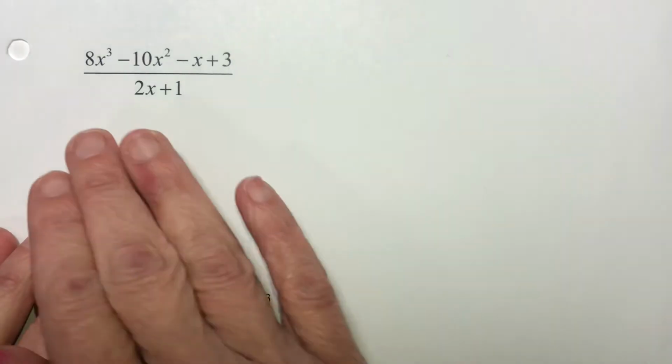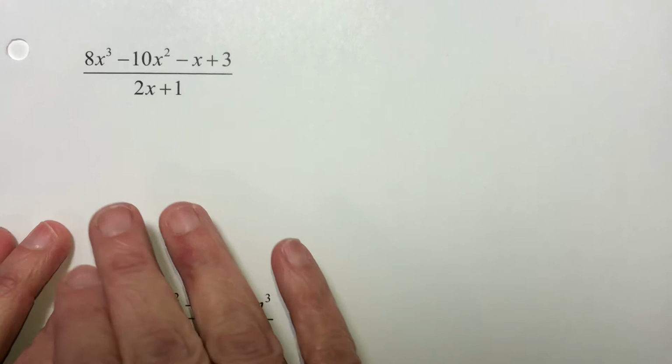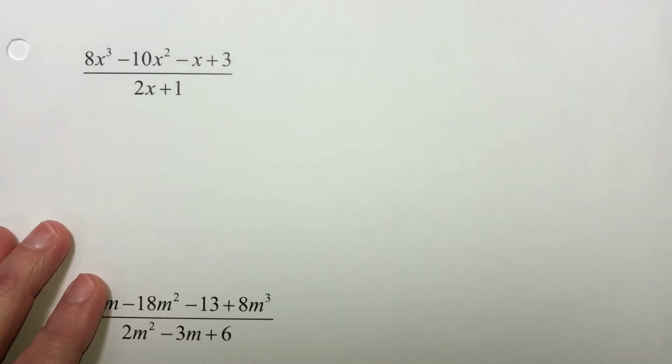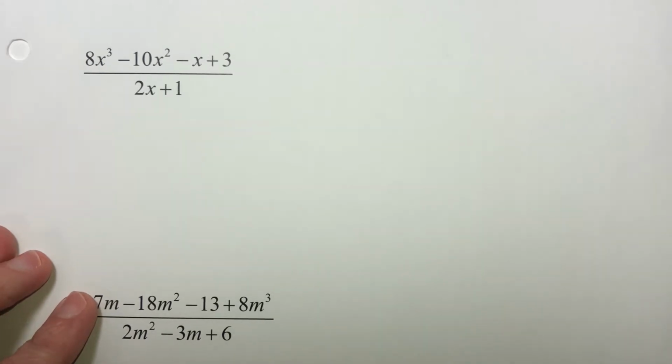Okay, so let's do this division. This one is a little bit more difficult, but really it's just a longer problem. I make a distinction between a longer problem and a harder problem. This is the same process, we're just going to have to do the steps one more time.